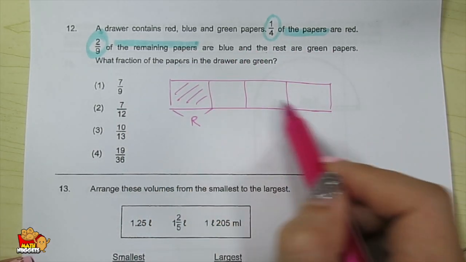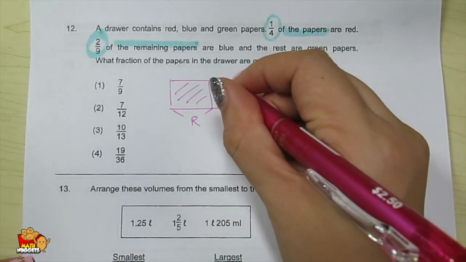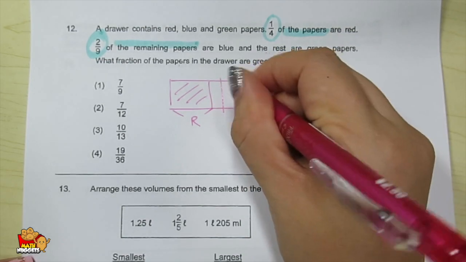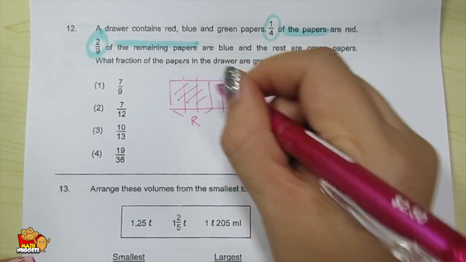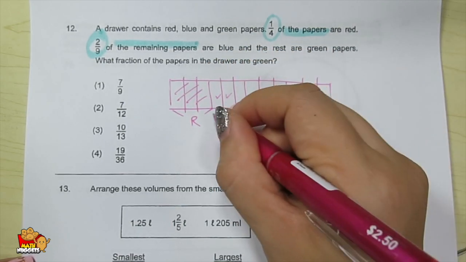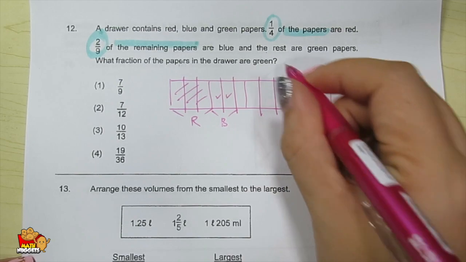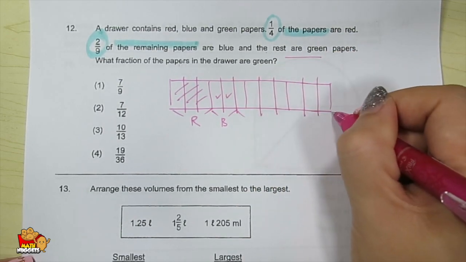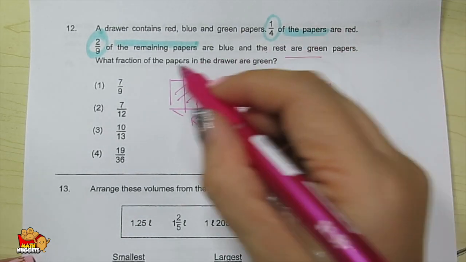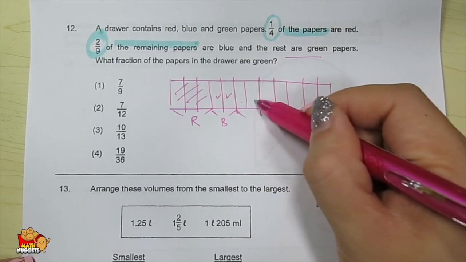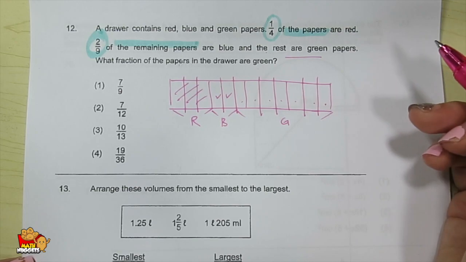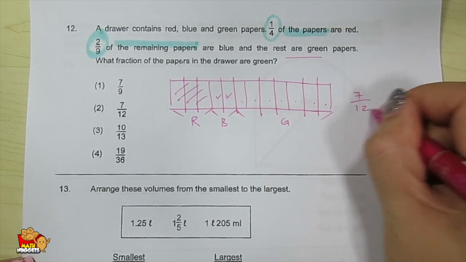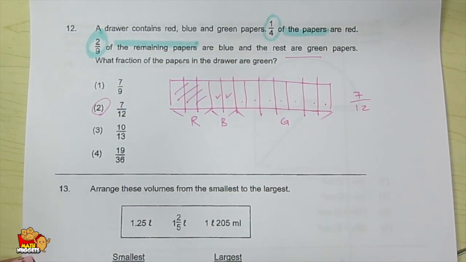They want now the remaining to become 9 parts. So in this case, we can actually cut them up into 9. Make sure to cut this as well. Out of which 2 of them will be blue and the rest are green. What fraction of the papers are green? So we have 1, 2, 3, 4, 5, 6, 7. 7 out of the total, which is 12. So 7 out of 12. Option 2.